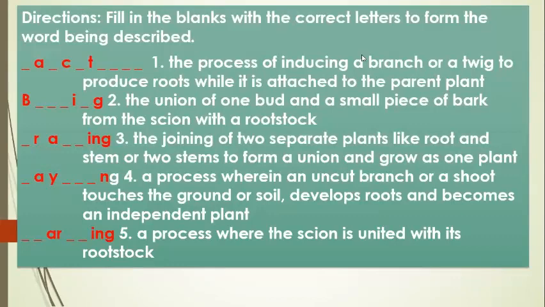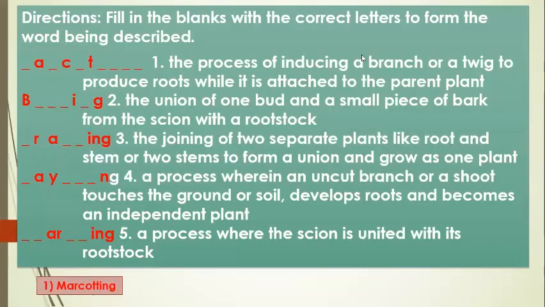So this is correct, marketing. Then let's proceed to number two. It starts with letter B, then you fill in three letters, then an I, then another letter to form this process. It is the union of one bud and a small piece of bark from the scion with a rootstock. So what way or method of propagation is being described in number two? Write down your answer.